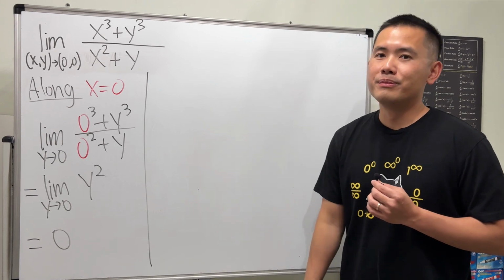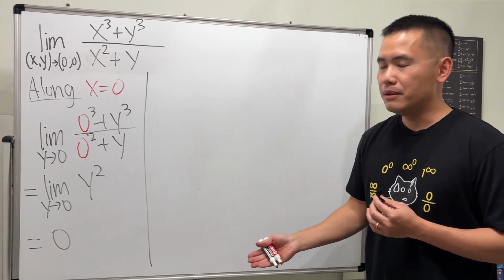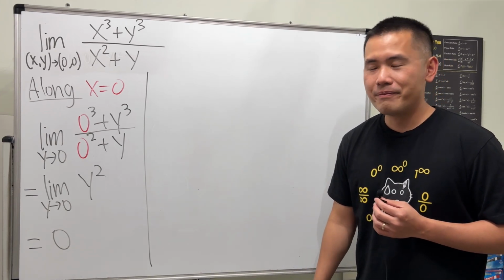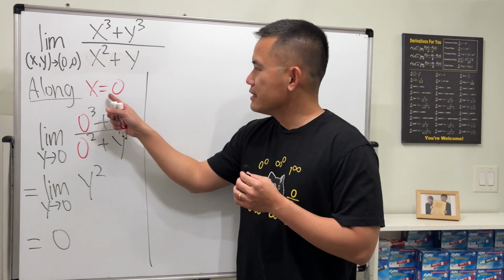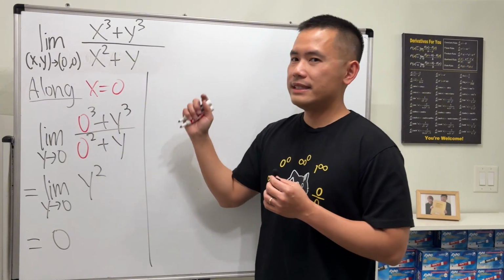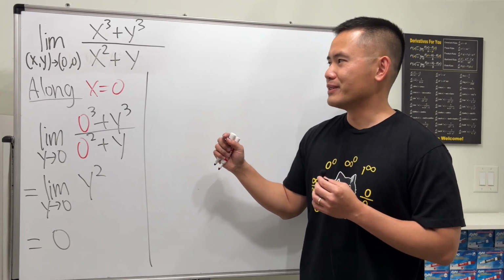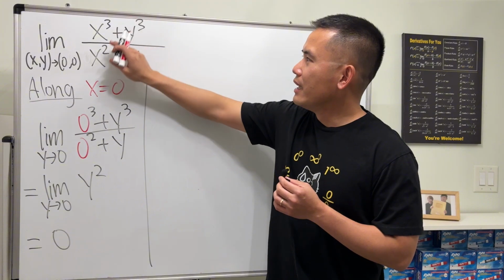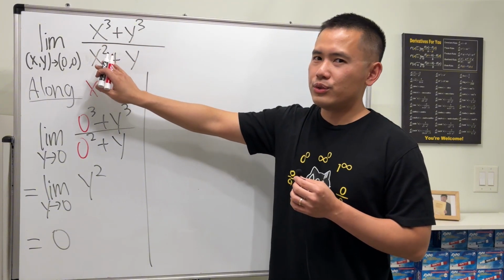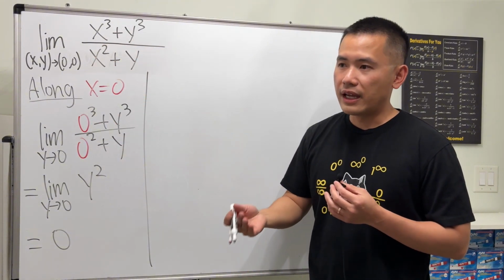Now, the next thing is, we will have to come up with another path that does not give us the limit being equal to 0, because otherwise, I cannot draw any conclusion. So what can we do though? We used x is equal to 0, can we try y is equal to 0? I don't think so, because if we have y is equal to 0, we don't have those things, and we'll run into a similar situation, we will still end up with 0. That doesn't work.